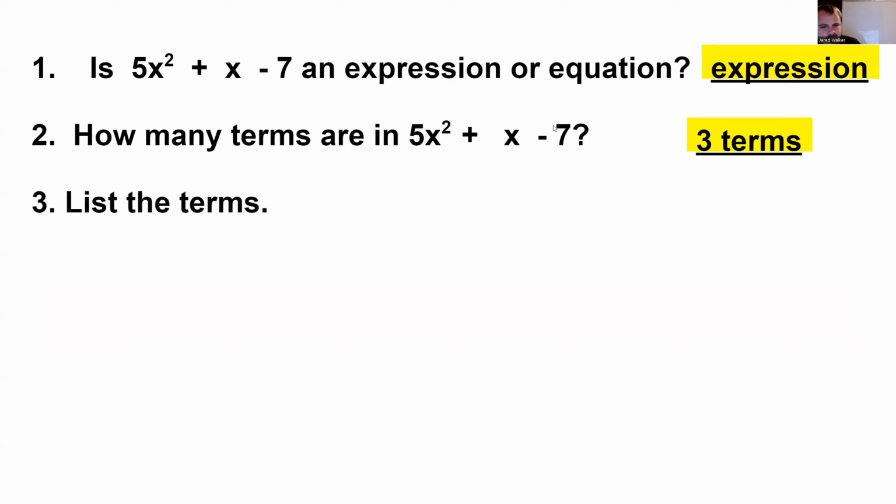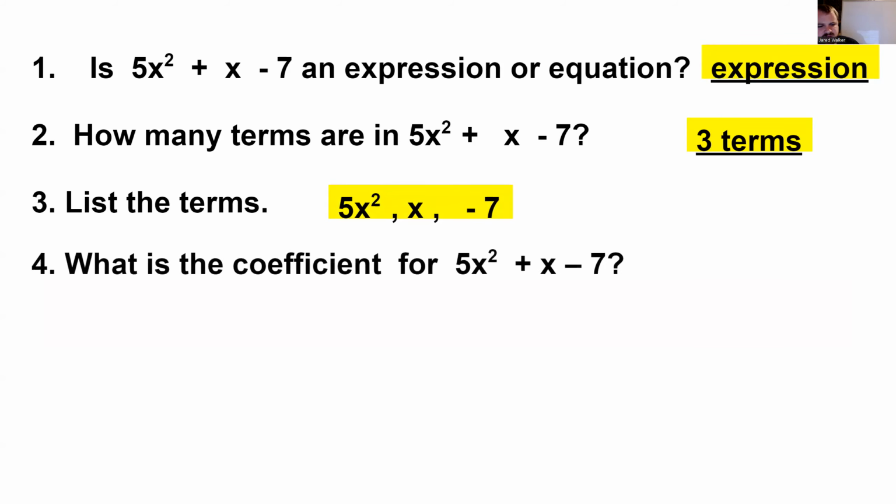All right. So list the terms. What's your first term? 5x squared. What's your second term? x. What's your last term? Negative 7. What is the coefficient for 5x squared plus x minus 7? Now, I think a lot of people are just going to say 5. The only answer you'll put will be 5.